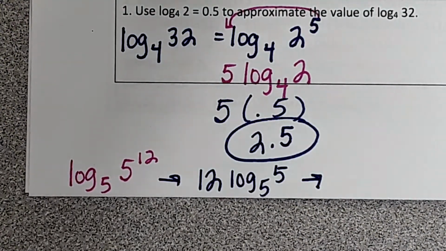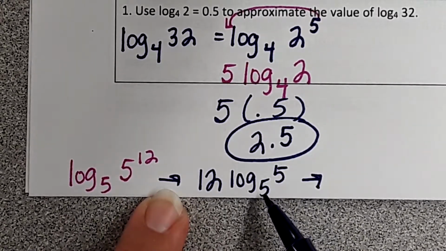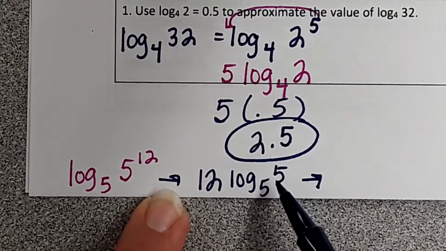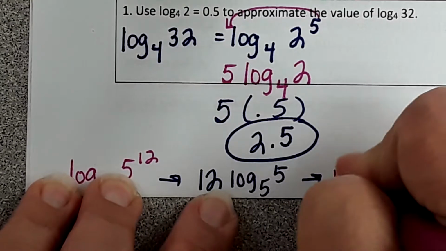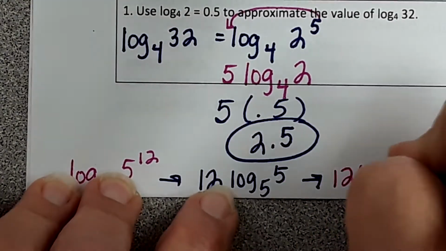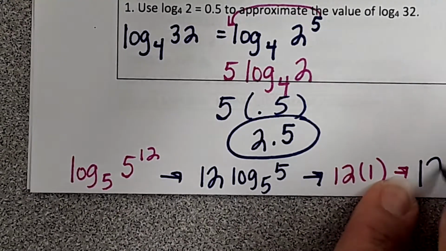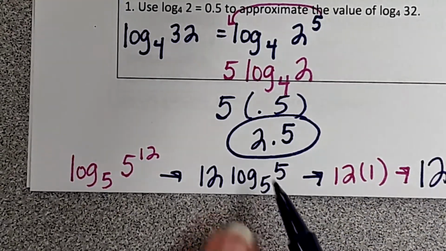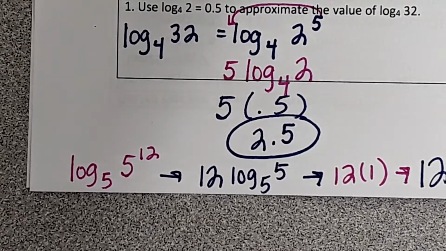Now, what do we know? We know something, right? What do we know about log base 5 of 5? It equals 1. So this becomes 12 times 1, which is 12. So this is something we know, not something they gave us, because we know that log base 5 of 5 is 1.